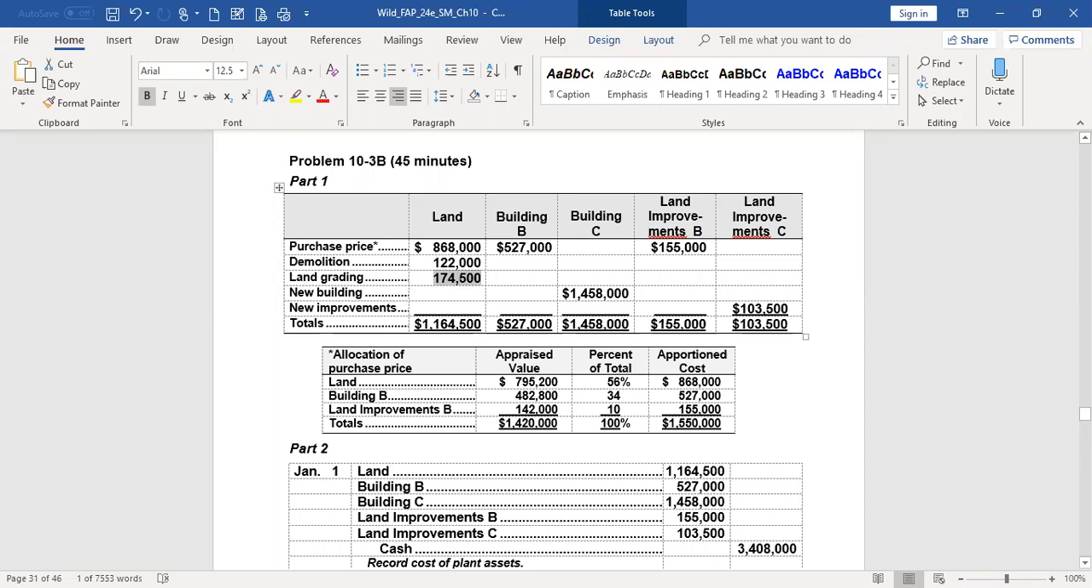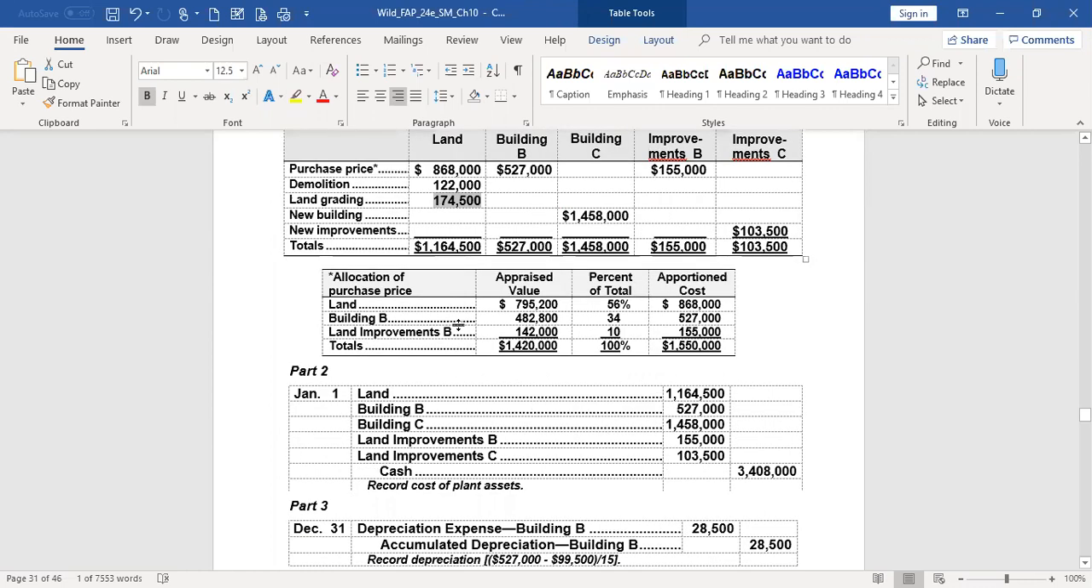Cost to construct building C, $1,458,000. Well, that will go in building C's column. And then cost of new land improvements for land improvement C, $103,500. So part A or part one, we're determining the total cost of each of these assets. Once we determine the total cost, we will debit each asset for the determined amount and credit cash.